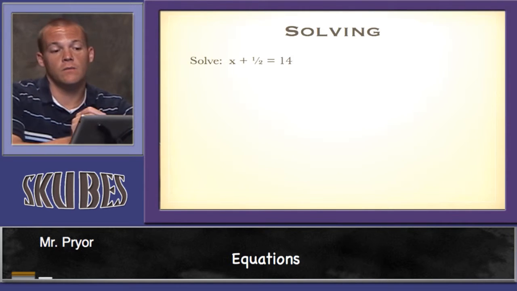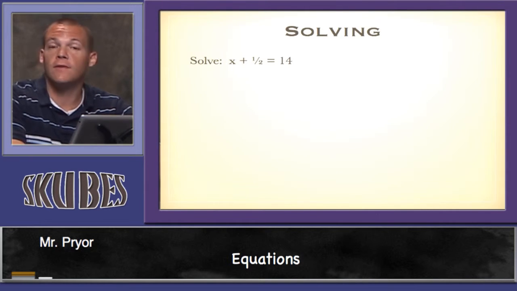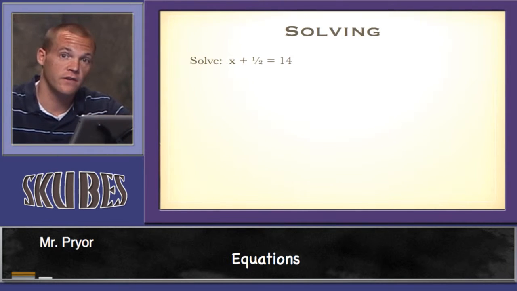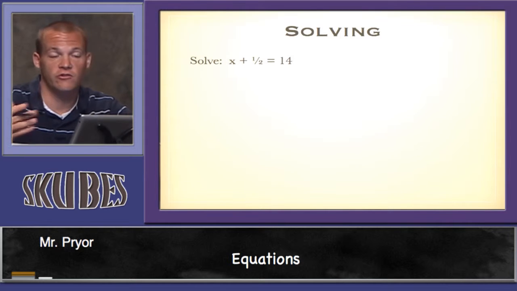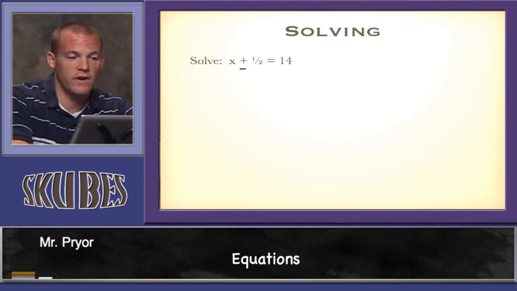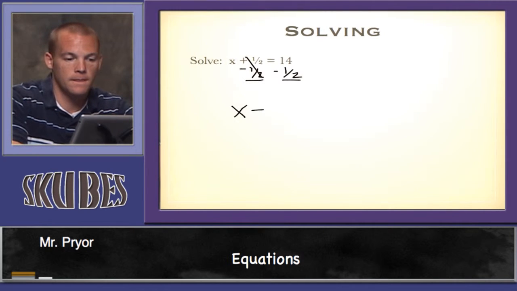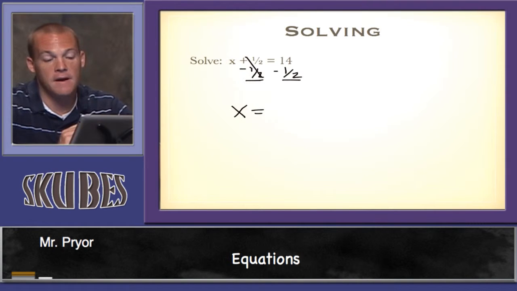So again, when you look at a problem like x plus 1/2 equals 14, you have to undo that addition. How you will undo that addition is with the inverse, which is subtraction. So we're going to subtract 1/2 from both sides here. And we're subtracting 1/2 to isolate our variable, because that cancels away to 0. By subtracting 1/2, that will eventually give us our solution.